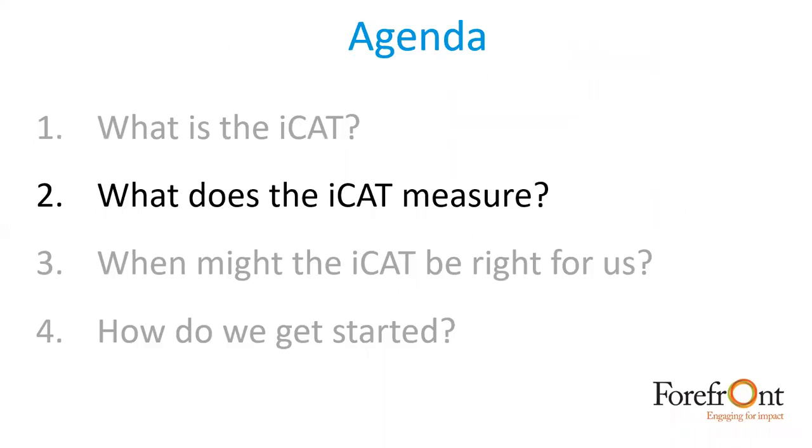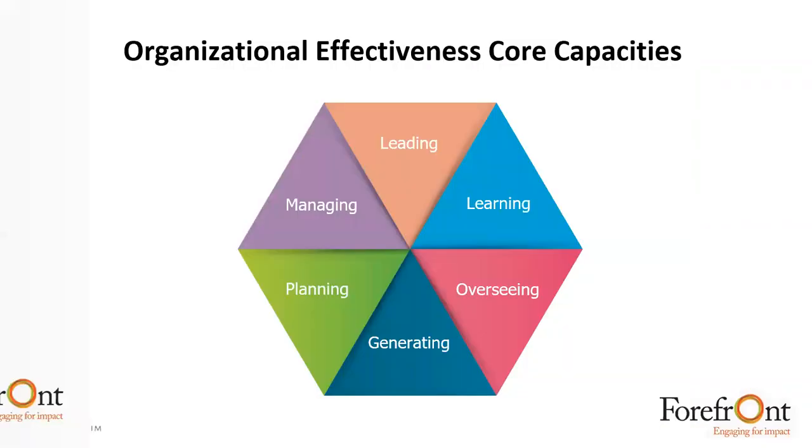So that's a little bit about what the iCAT is, but you're probably more interested in what it does and what it measures. So let's talk a little bit about that. The iCAT is designed to measure 6 core capacities and 28 subcapacities. Those core capacities you see on the screen are managing, leading, learning, overseeing, generating, and planning.